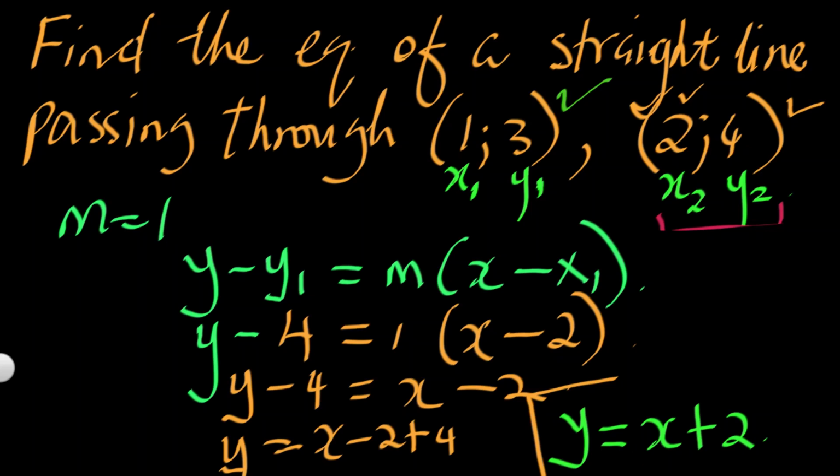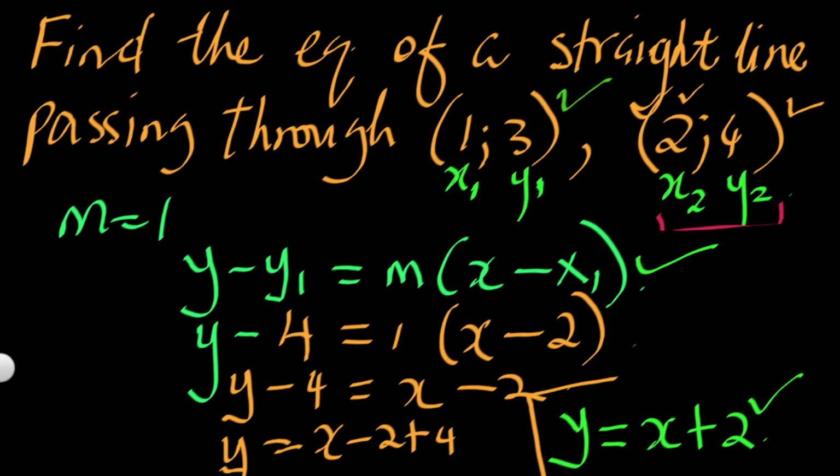You just get your m, then you come to this formula here, you substitute one of the points that you're given into here and simplify. Then you get your equation of the straight line automatically. Your c is 2, you see it here, it's now here. This is how you find the equation of a straight line if you are given 2 points.